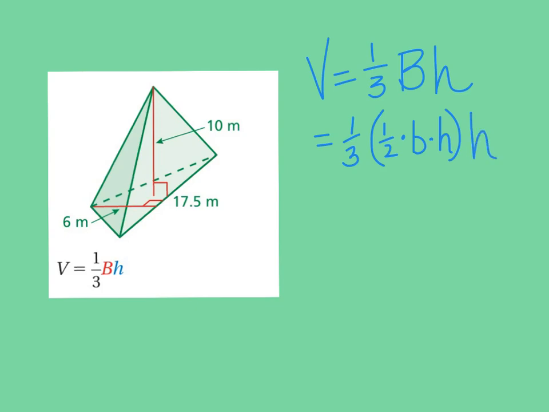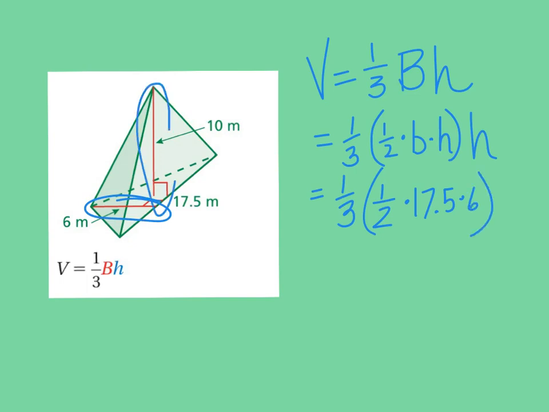And then I have to do the height of the pyramid. So this gets to be a little bit longer of a problem. I'm going to do my substitution. 1/2 is just part of that formula for the triangle. The base of my triangle in this problem is the 17.5, so I'm going to multiply by 17.5, or 17 and a half. And then the height is this line down here times 6. Then the other h is the actual height of my whole pyramid, which is 10.